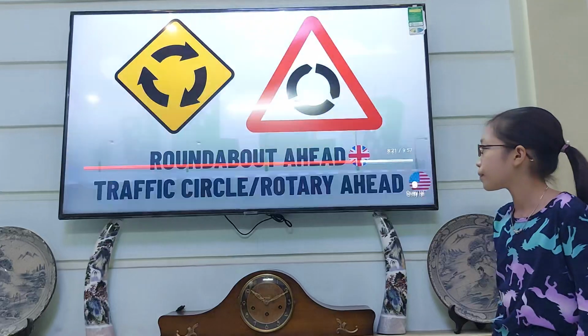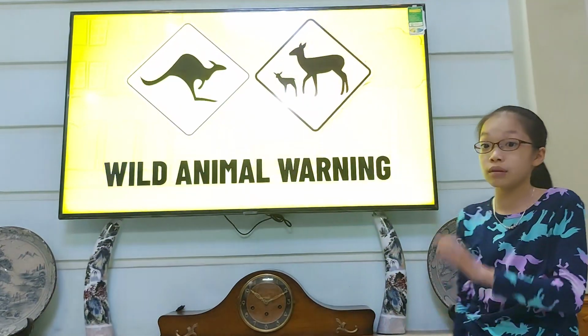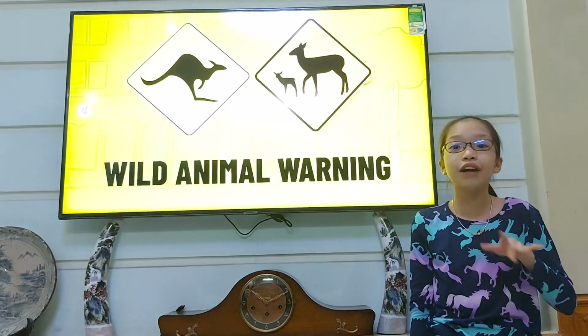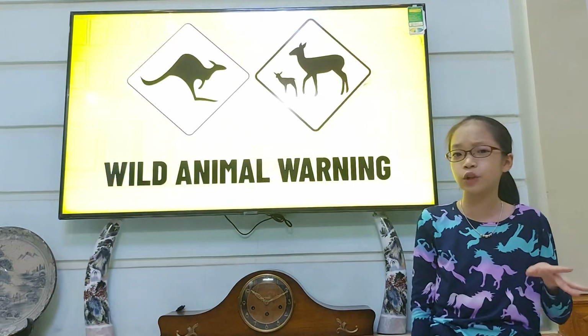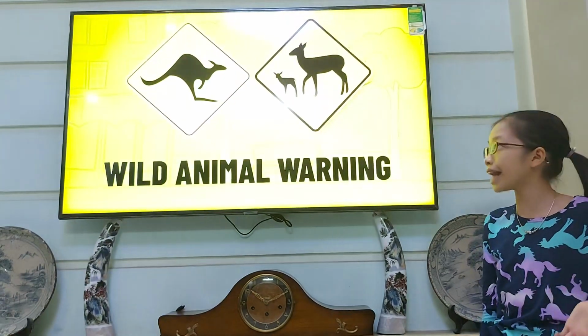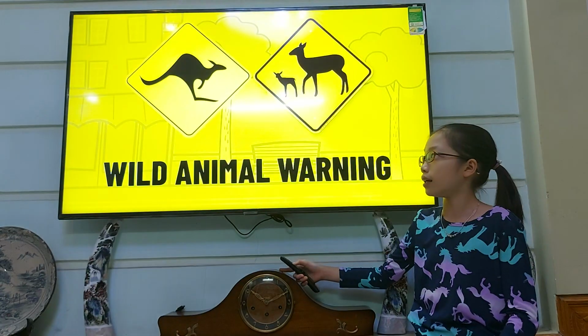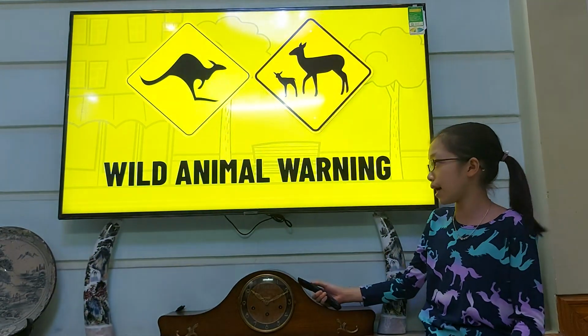Roundabout is ahead. Here, wild animal warning. That means ahead of you will be some wild animal running around crazily, and you have to be careful about that. And in different countries will be different animals, just like this. Kangaroo is from Australia, so these signs are from Australia.